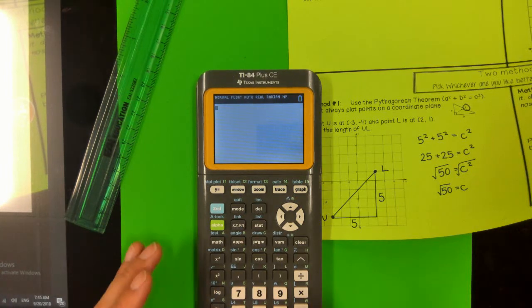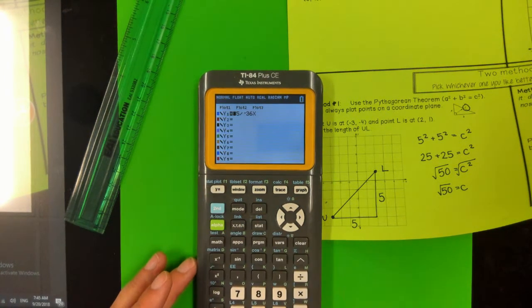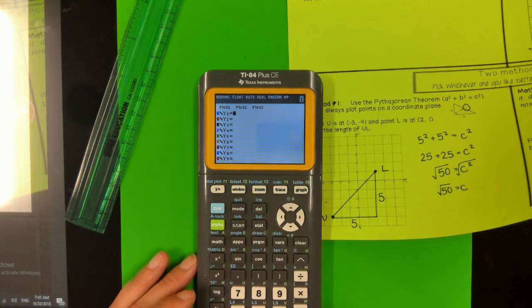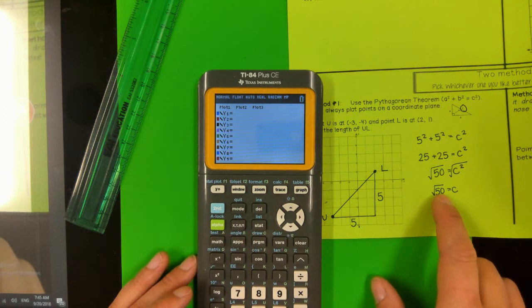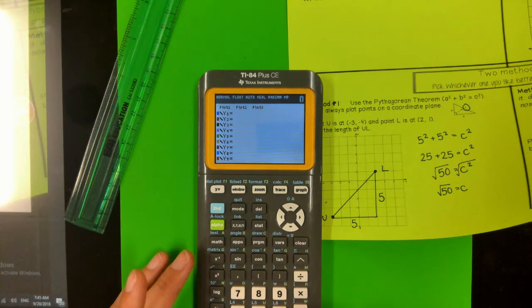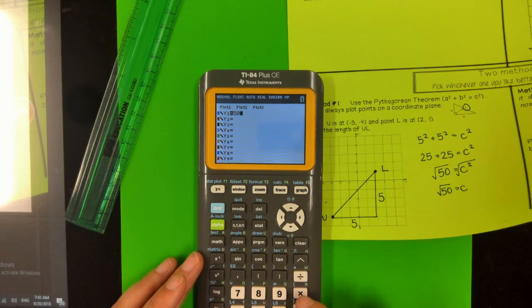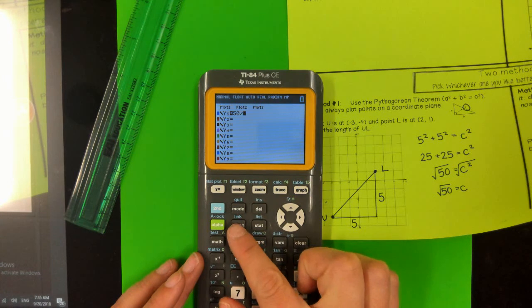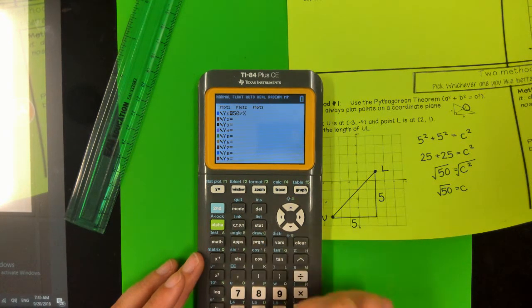Sorry about that. So you're going to go to y equals, and you're going to clear out anything that's in there, and you're going to type the number that's in this square root without the radical itself. So I'm going to type 50, and I'm going to divide it by x, which is right here, and I'm going to square it, which is this button right here.